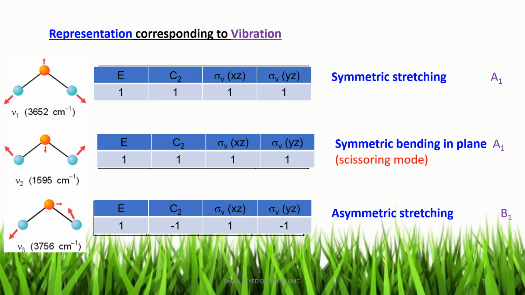But on operation of C2, after asymmetric stretching, we get a structure which is distinguishable from the original one. Therefore, that is -1 character. On operation of sigma V xz after asymmetrical stretching, we get a structure similar to the original one. Therefore, +1 character. On operation of sigma V yz, after asymmetrical stretching, we get a structure which is distinguishable from the original one. Therefore, the character is -1. Therefore, asymmetrical stretching has B1 character. So symmetrical stretching and scissoring mode have A1 character, and asymmetrical stretching has B1 character.